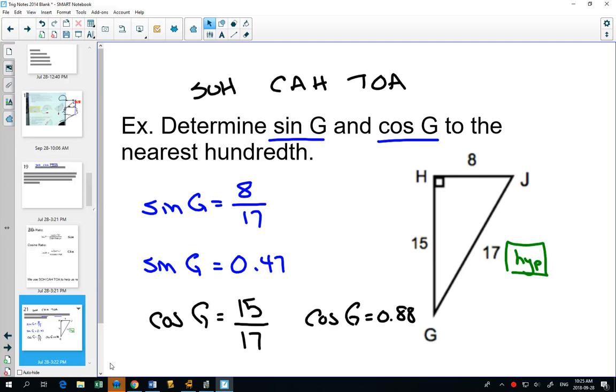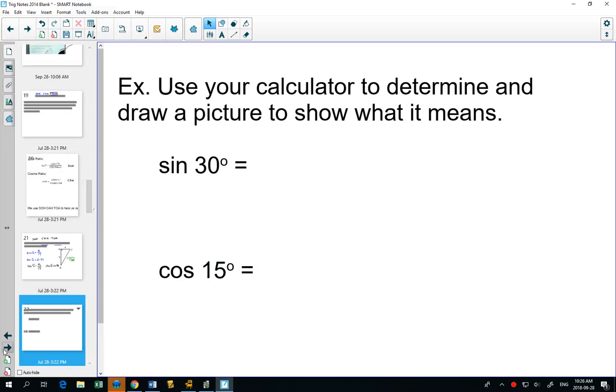If you want to see something cool, square this and add them together. 8 over 17 squared, 15 over 17 squared. Add them together and tell me what the answer is. Don't round early. Okay. And now we can use our calculator to determine and draw a picture to show what it means.